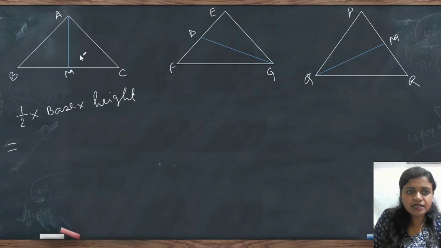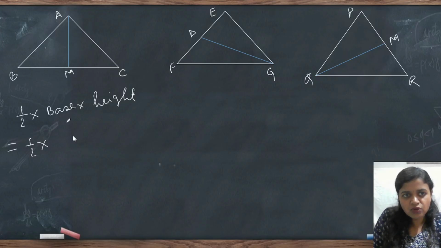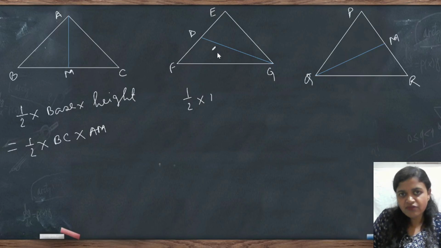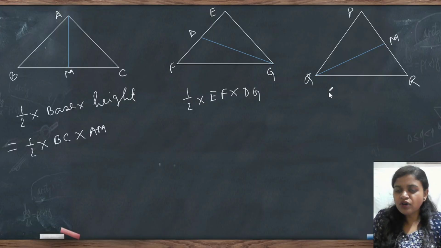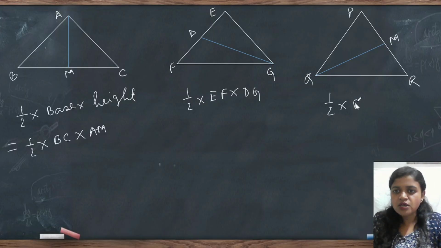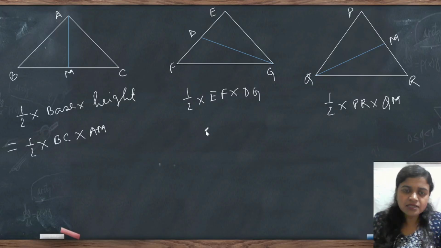So in this triangle, half into base. The base is BC and AM is the perpendicular on BC. So here the base is BC and the height is AM. Okay, so for this triangle, we can find the area as half into BC into AM. For this triangle, we can write half into EF, the base, into DG, the perpendicular. And for this triangle, the base is PR and QM is the perpendicular, so half into PR into QM. Okay, so this is the concept behind the formula.